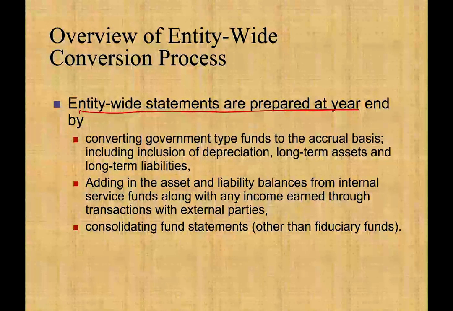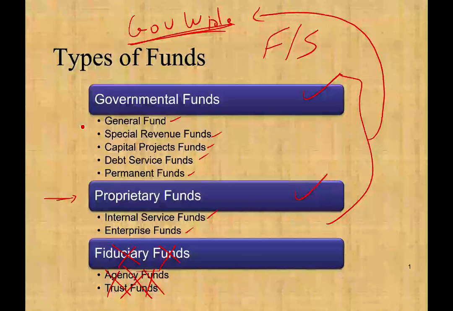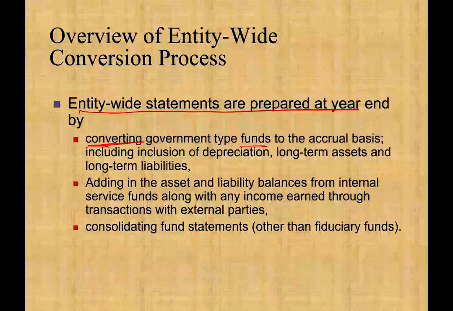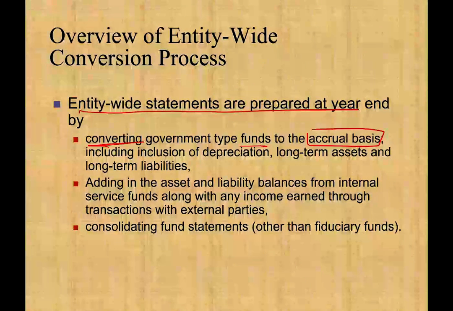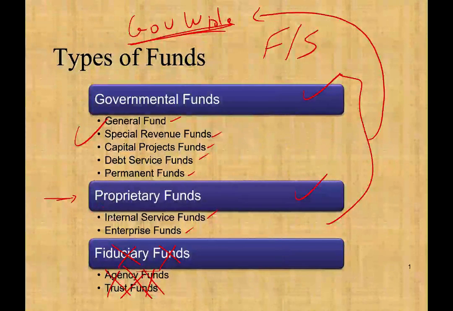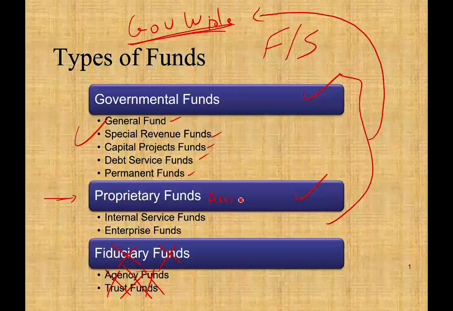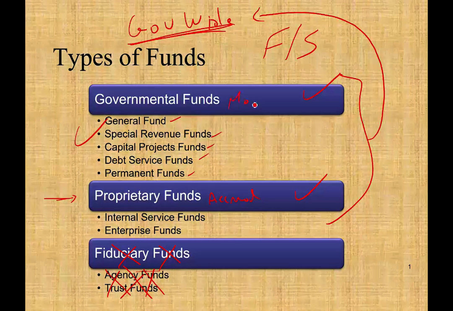So how do we prepare the government-wide financial statements? We're going to be doing some conversion. We're going to convert government-type funds. We're going to take the funds and convert them to accrual basis. Now, the good thing is the proprietary funds are already accrual. The governmental funds use modified accrual. So we're going to take those funds, modified accrual, and convert them into accrual.